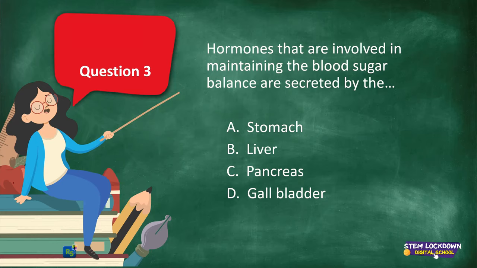Okay, just to refresh your memory, the hormones that are involved in maintaining blood sugar balance are insulin and glucagon. So where do we get the insulin and glucagon? This is from the organ that has an exocrine function and endocrine function.